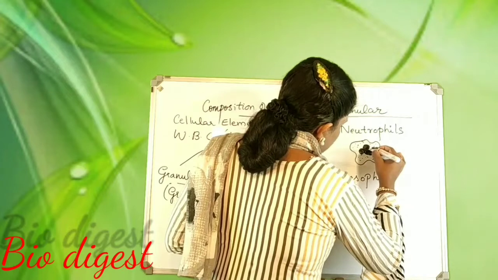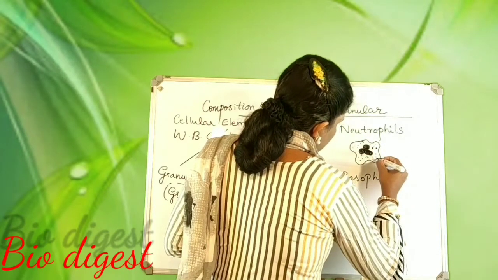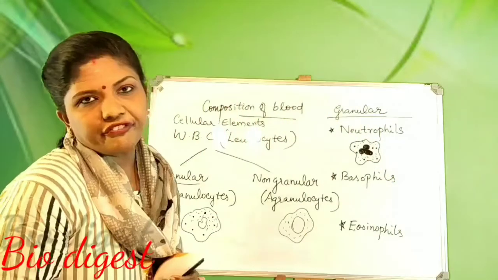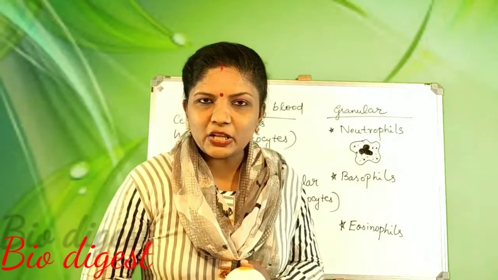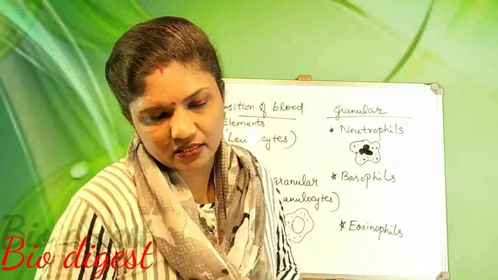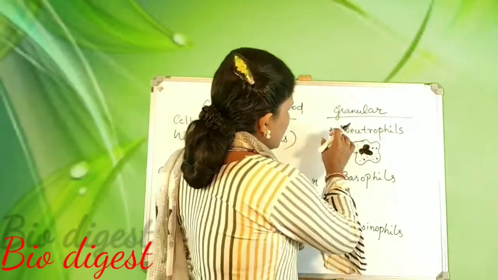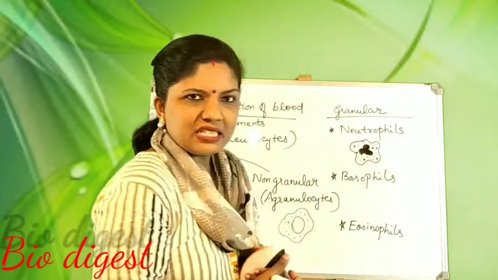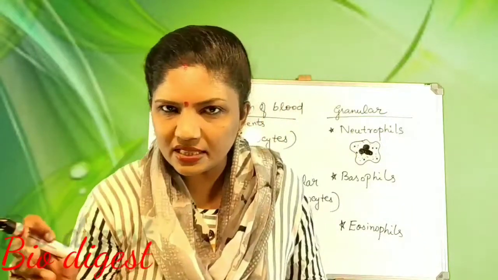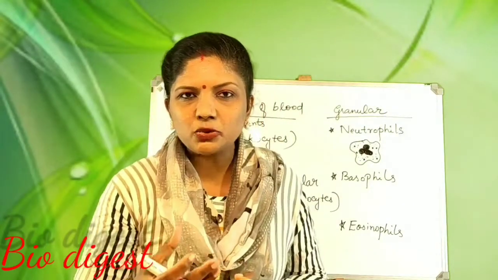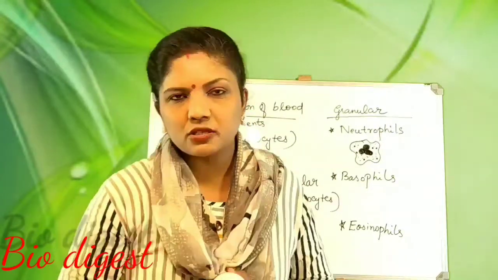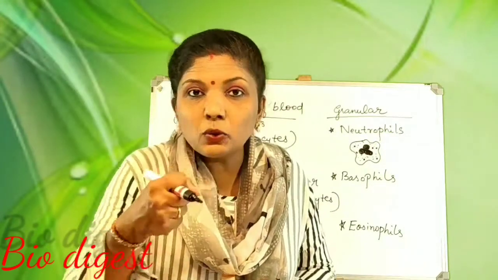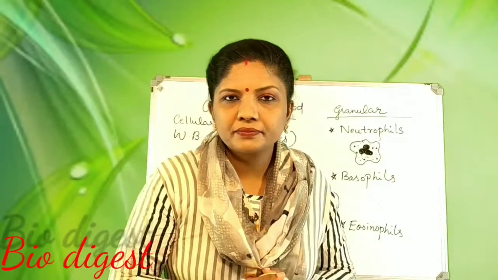Then in addition to that, granules will be there. That is why this is coming in granular WBCs. Now neutrophils. Usually the granules will be staining with neutral dyes. That is why we are calling it neutrophils. So neutrophils are WBCs where granules are present in the cytoplasm. The nucleus is actually constricted into 3 to 4 lobes. Then they usually stain with the neutral dyes. That means the granules take up the neutral stains.